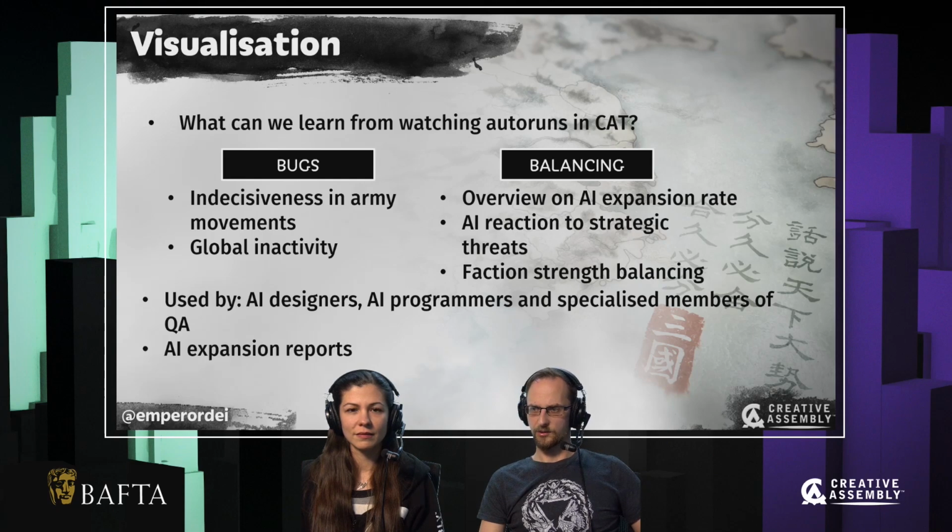So our QA team also uses our visualization tools to create so-called AI expansion reports. This is basically a summary of which AI factions dominated the game in recent autoruns, supported by screenshots and animated GIFs that show how these factions expanded in these autoruns.